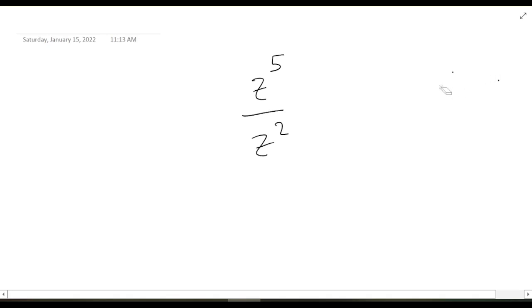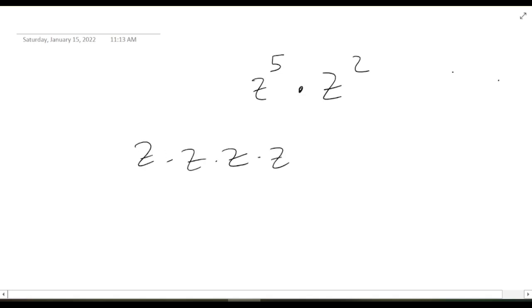And same thing if you were multiplying them, if these two numbers were being multiplied. z to the 5th times z to the 2nd, so that's z times z times z times z times z times z squared. All we have to do is count up the z's, or just add up the exponents, and we would get z to the 7th.